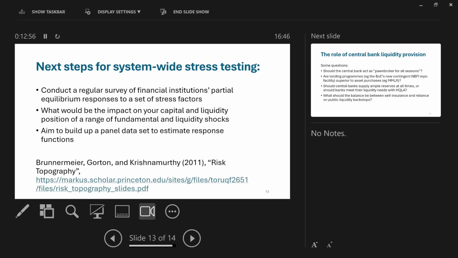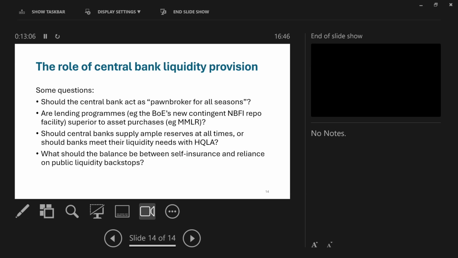This actually links to an old paper by Brunnermeier, Gorton, and Krishnamurthy that made this suggestion coming out of the financial crisis. All right, my last slide. Sorry, there's a bit of a whirlwind of different topics, but hopefully it's something that we can have a discussion about. For me, the big thing here is what's the role of the central bank in all this? And it links very much with what Stefan was saying about solvency versus liquidity crises.